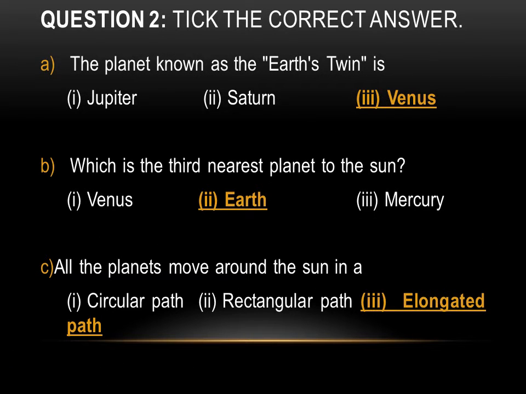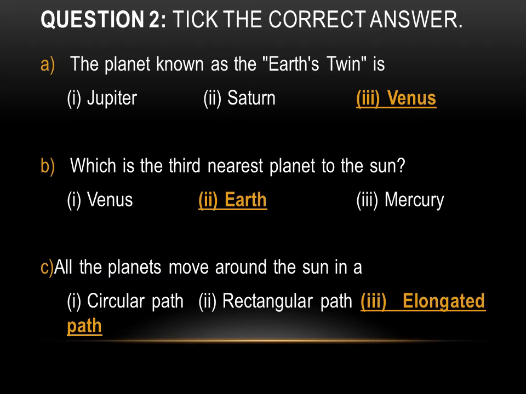Question 2. Tick the correct answer. A. The planet known as the Earth's twin is: Jupiter, Saturn or Venus. The answer is Venus. Why is it considered Earth's twin? Because it is the same in shape and size as Earth. B. Which is the third nearest planet to the Sun? Remember the names: Mercury, Venus, Earth. So which was the third one? Earth.